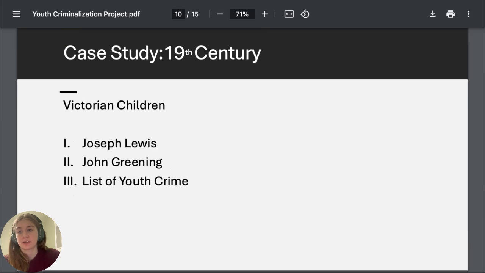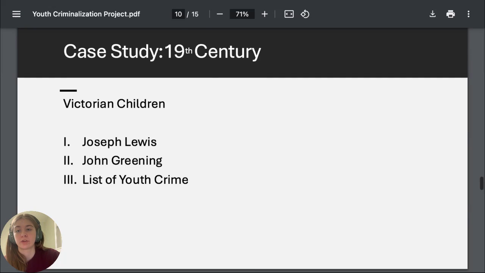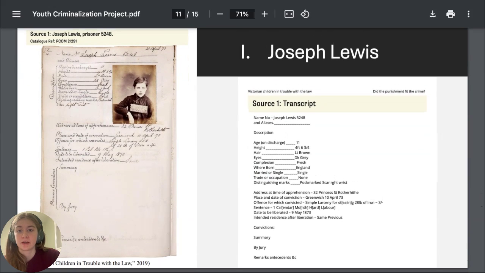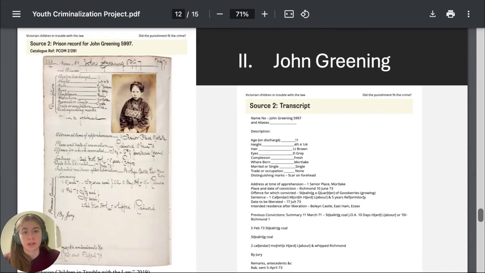Our next case study during the 19th century looks at the Victorian children Joseph Lewis and John Greening, and finally an overall list of youth crime. First is Joseph Lewis, and some important things to think about during this time were the institutionalization of Victorian children and youth crime in general, as well as the view of delinquent children. Reformatory schools were set up in 1854, and Joseph Lewis had committed simple theft at 11 years old and was charged with 1 month of hard labor. The next child is John Greening, who at 11 years old stole gooseberries and was charged with 1 month hard labor and 5 years in reformatory schools in 1873.